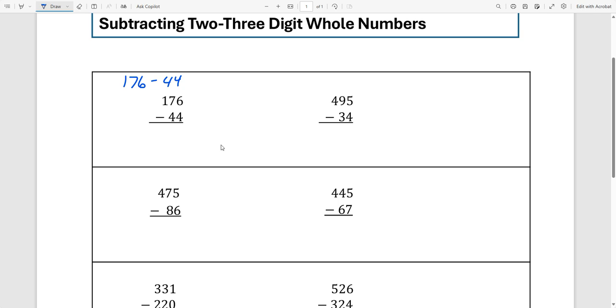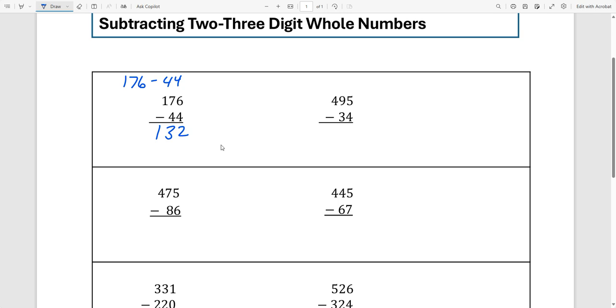All right, and then we can just simply use the standard algorithm to subtract our numbers vertically. Let's go ahead and work out these few examples and see what we got. We have 176 minus 44. So 6 minus 4 is 2 in the ones place, and then in the tens place, 7 minus 4 is 3. And then there's nothing to subtract from the 1, so we have 132 as our final answer.